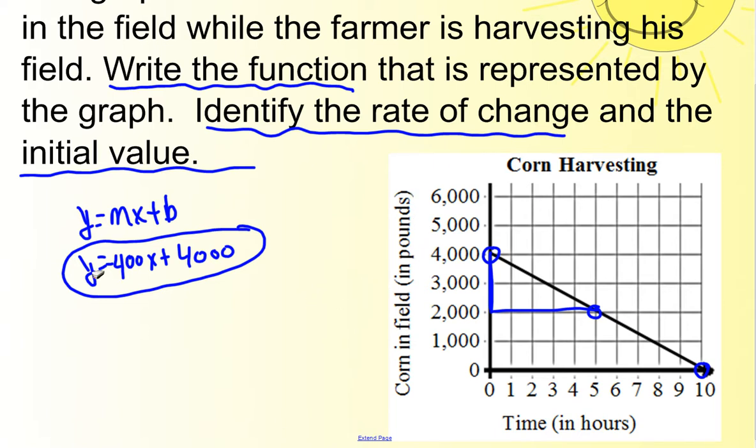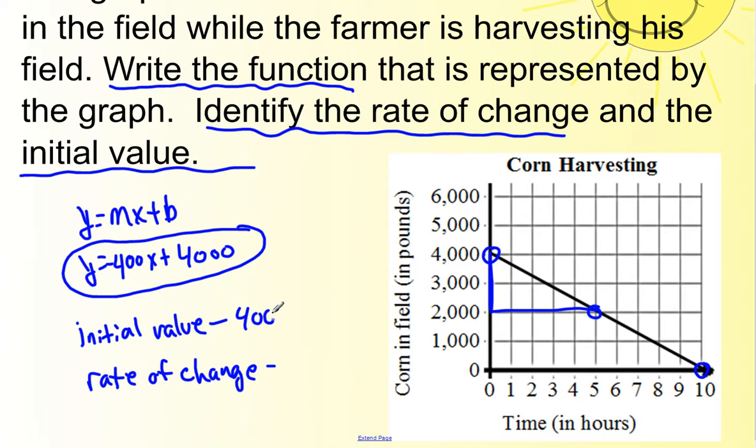So the slope is negative because the amount of corn left in the field is going down every hour. He's harvesting it, so there's less corn still in the field. Okay? It asks us to now identify the rate of change and the initial value. The initial value is where the graph starts on the y-axis, so that would be the y-intercept. So the initial value here, by looking at the graph, is 4,000. By looking at our equation, it is 4,000.